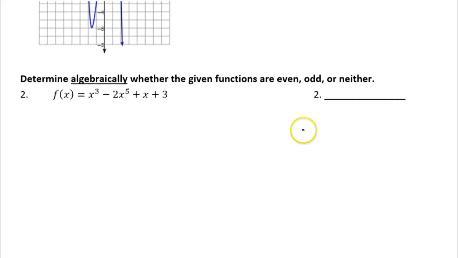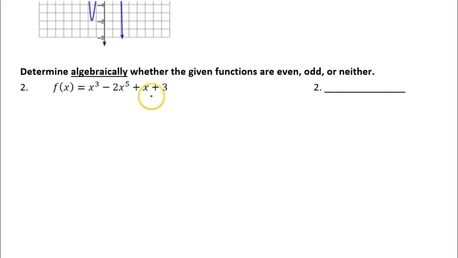Now, when we're looking at a function, we're given an equation, we can tell at a glance whether it is even, odd, or neither. If all the exponents are even, then it's even. If all the exponents are odd, then it's odd. If there's a mixture, then it's neither. In this case, I have a 3 and a 5, and this x is like an invisible 1. So far, everything's looking odd.